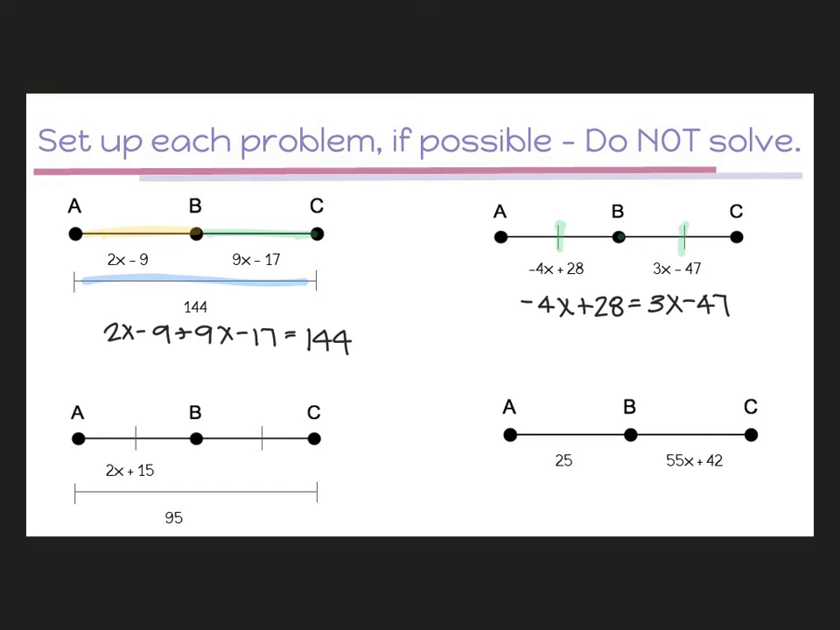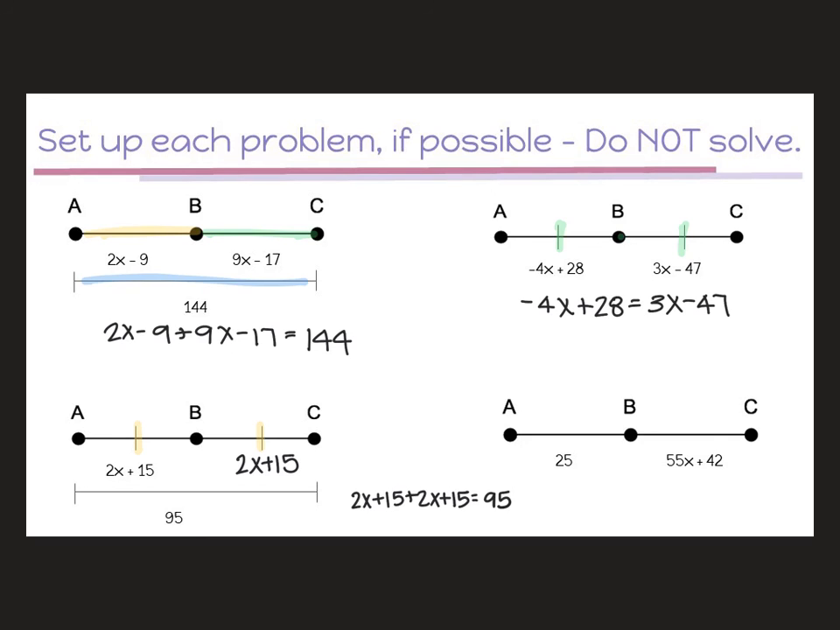In this third example, it's kind of a combination of the two. So I see the congruent marks, meaning that their measures are the exact same. So if AB is 2x plus 15, BC is also 2x plus 15. And now I know that AB plus BC, so each part, 2x plus 15 plus 2x plus 15 equals the entire thing, 95.